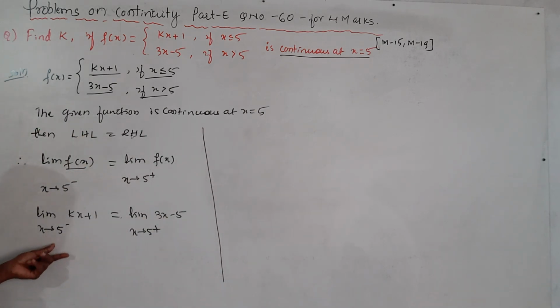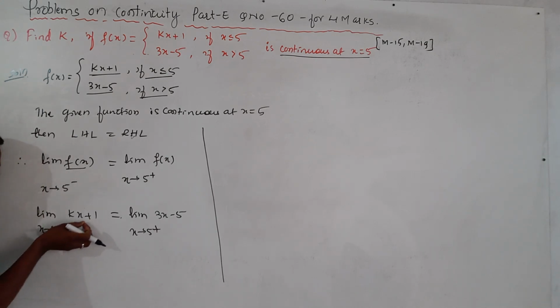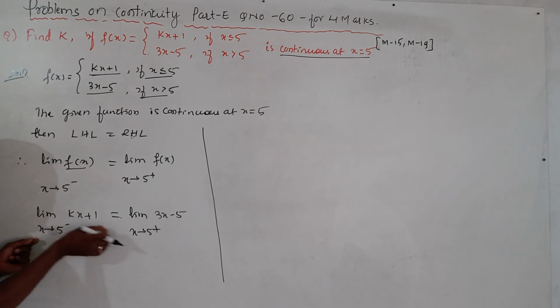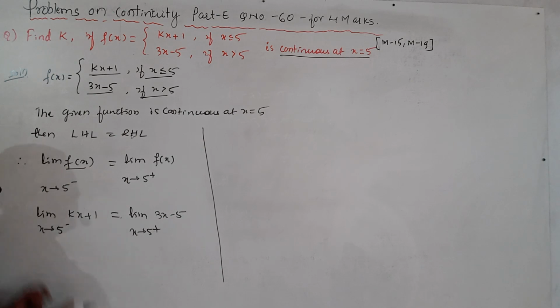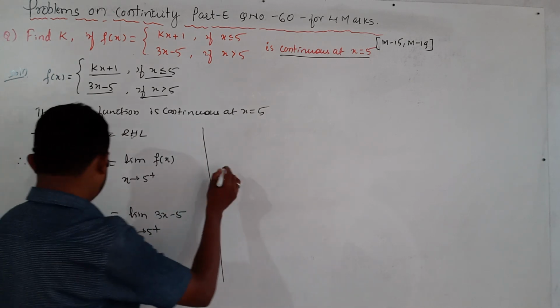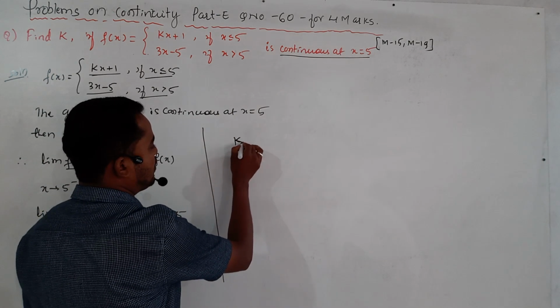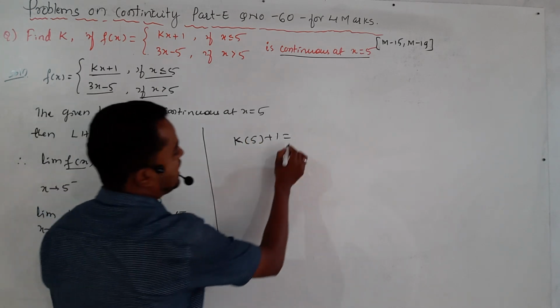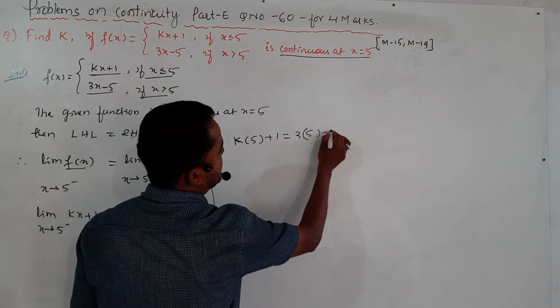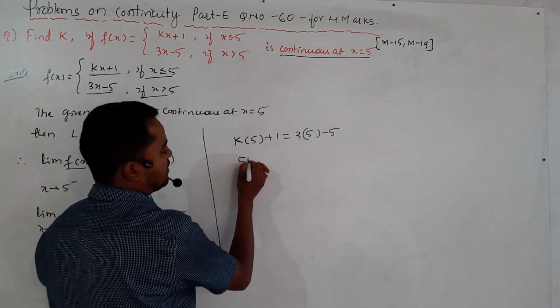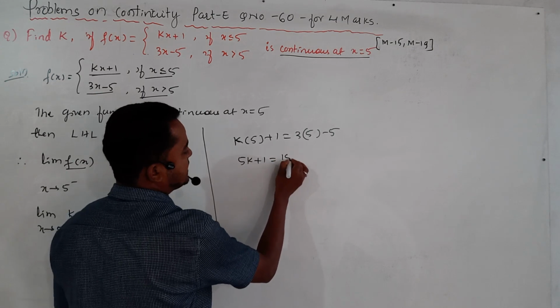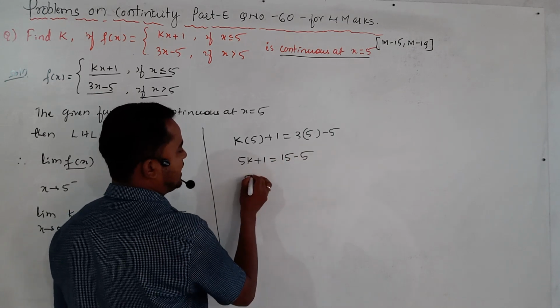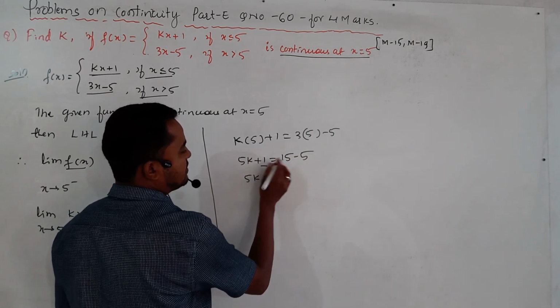See here, after equating LHL and RHL, put the value of x as 5, and the limit will be removed. I am writing the next step here. Therefore, k into 5 plus 1 is equal to 3 into 5 minus 5. So 5k plus 1. 3 fives are 15 minus 5. 5k plus 1 is equal to 10. 15 minus 5 is 10.